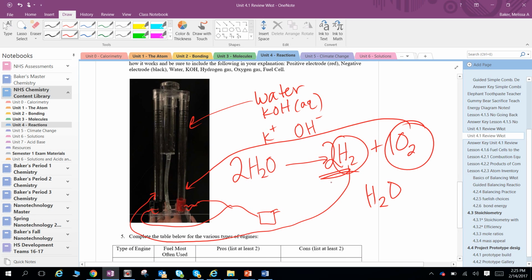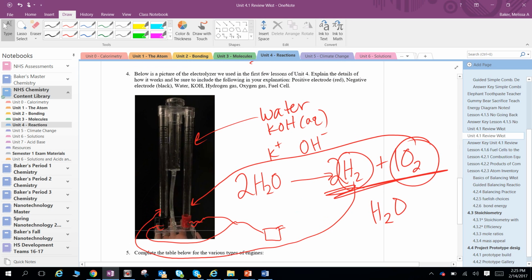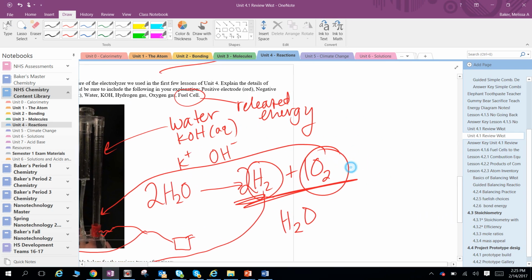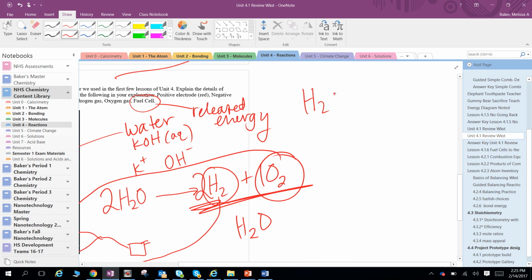Then what we did was we took these gases that we got from splitting water, and we combined them within a fuel cell. That process released energy, and we used that energy to make the little propeller spin. So we said this was a cycle because, again, within the fuel cell, hydrogen and oxygen gas combined and made water. And this process releases energy.